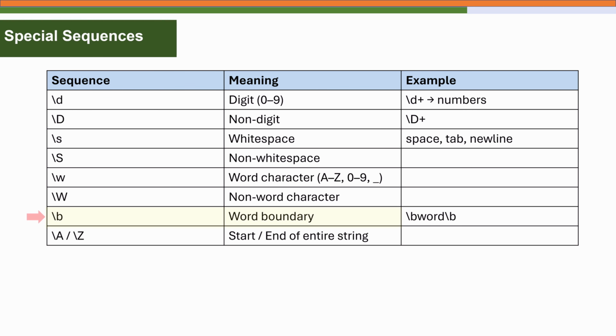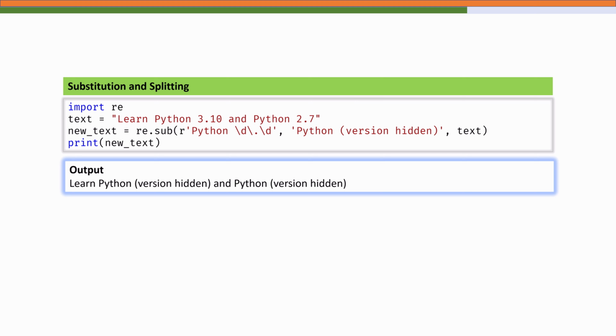The re.sub function allows you to search and replace parts of the string based on the patterns. Here, every mention of Python followed by a version number like 3.10 maybe or 2.7 is replaced by the text Python version hidden. The split function can be used to break a string into a list using a regular expression as delimiters.